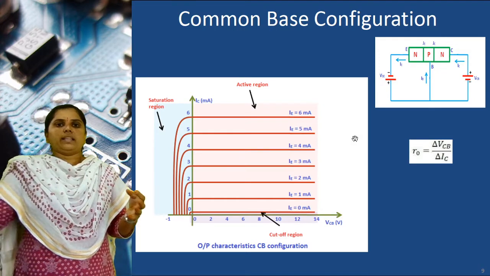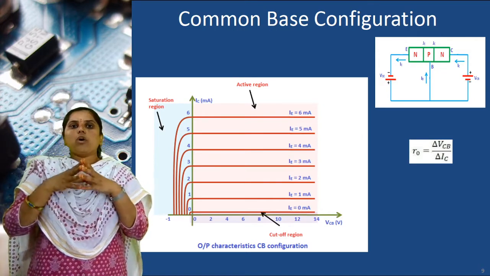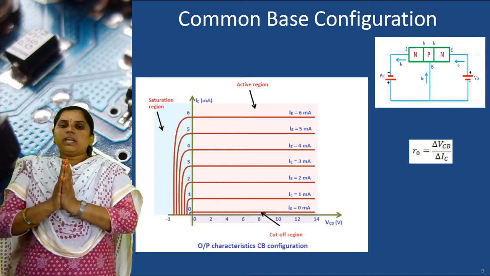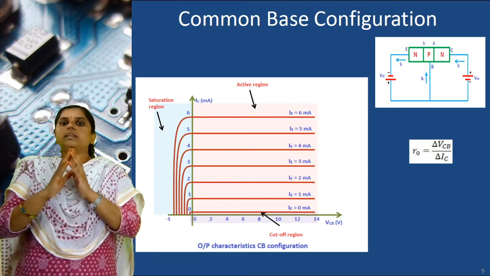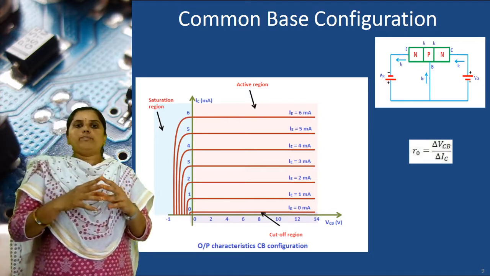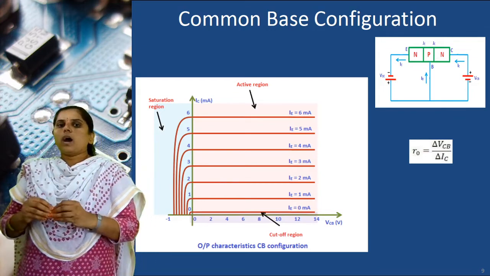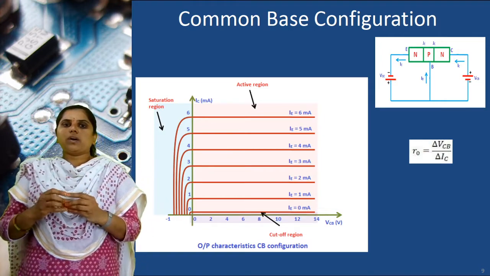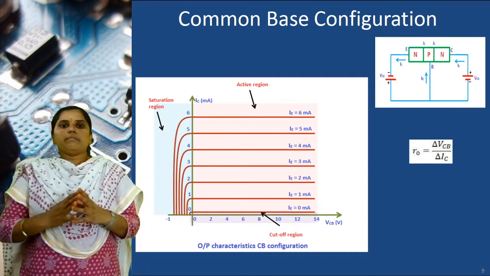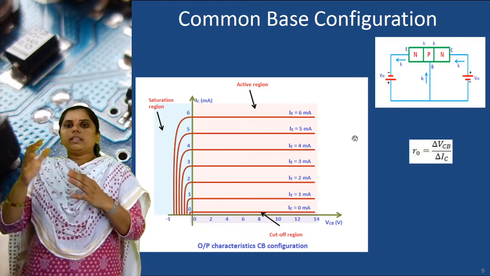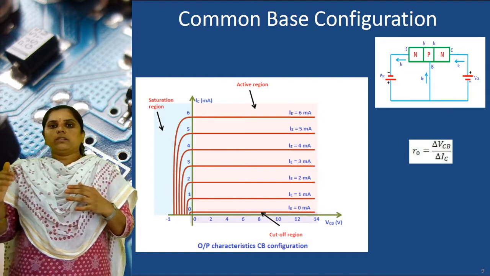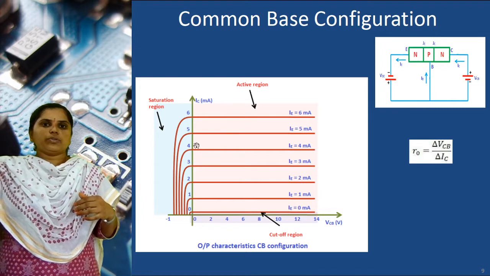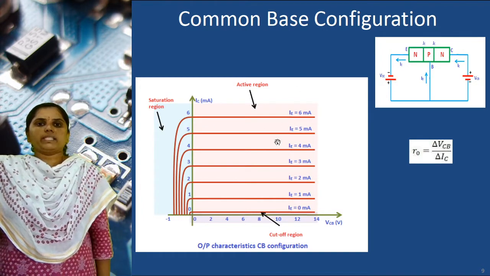The output characteristics of the common base configuration are the characteristics between output voltage and output current when the input current is constant. Here, what is the input current? The emitter current is constant. Then we calculate the output voltage and output current. This shows the characteristics of the common base configuration.